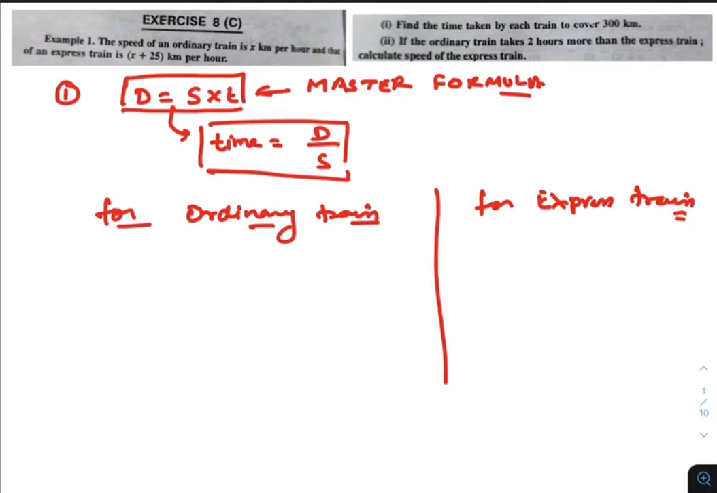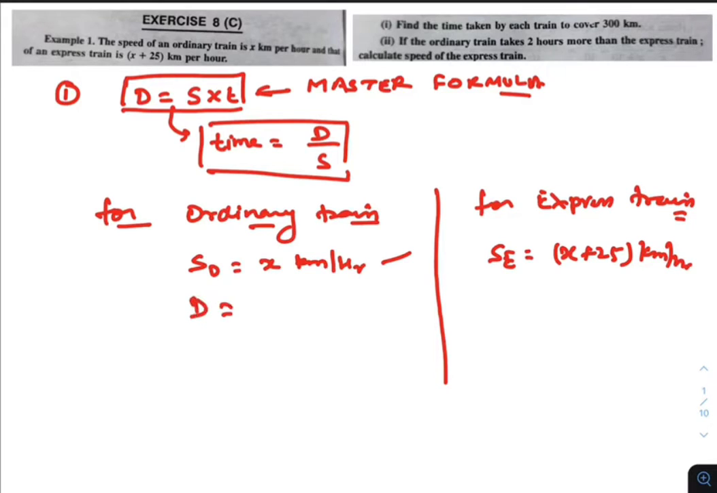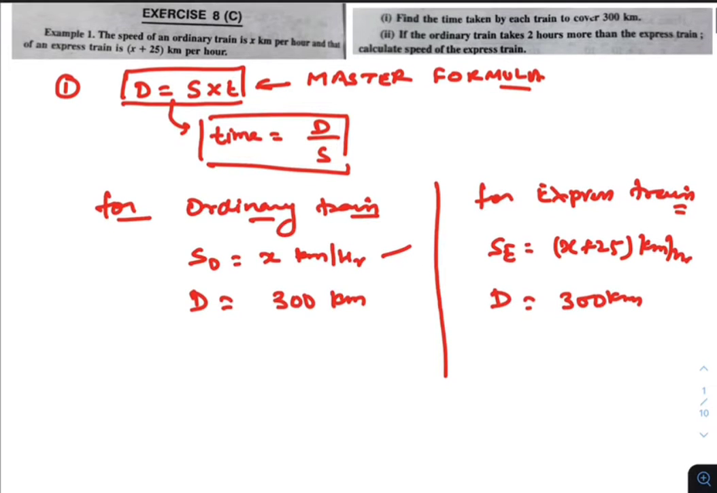For the ordinary train, the speed is x km per hour, and to cover the distance of 300 kilometers, the speed of the express train is given as x plus 25 km per hour. The distance is given as 300 km, and for the express train also the distance is given as 300 km. From here we can find the time.